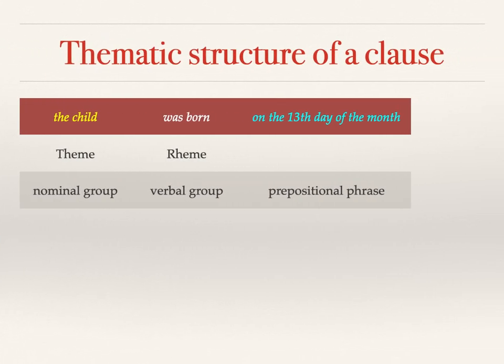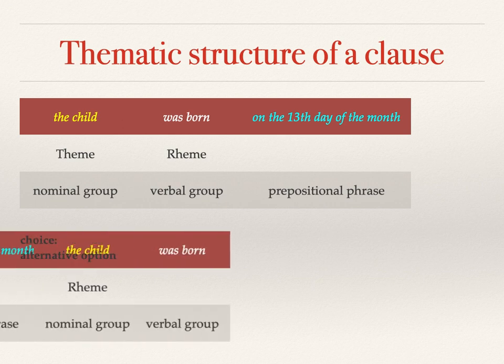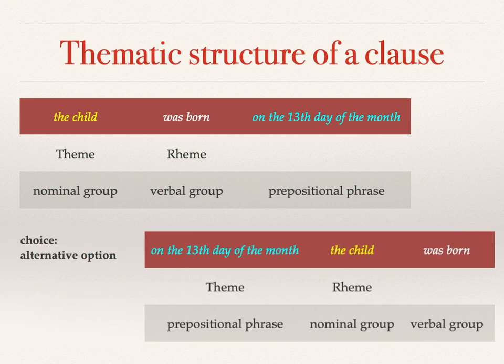Yet one more example from the same text. The child was born on the 13th of the month. That's absolutely one possible thematic choice. The child as theme. But alternatively, we could have had, for example, the time expression. On the 13th of the month, the child was born. So these would be alternatives in the telling of the story from a textual point of view.